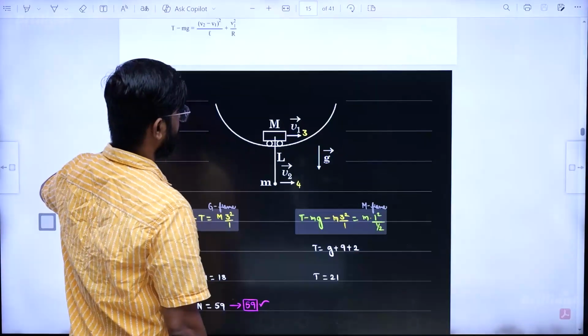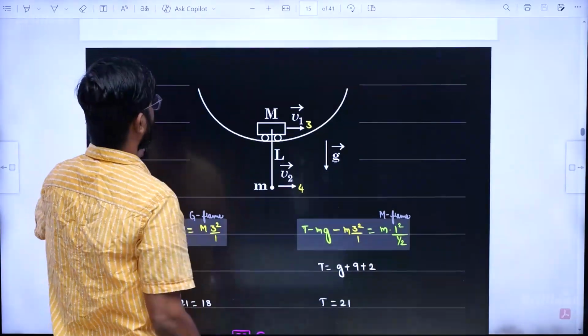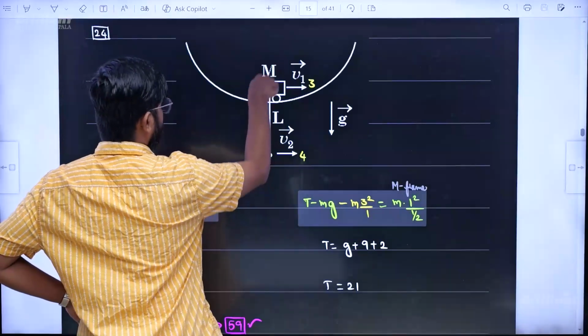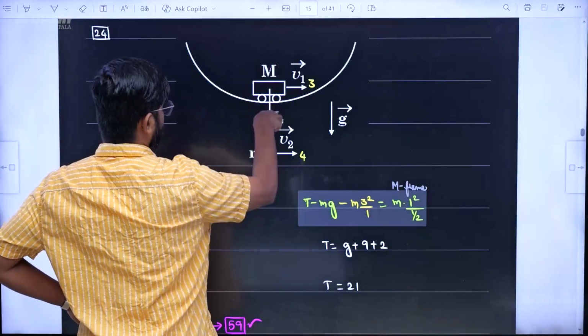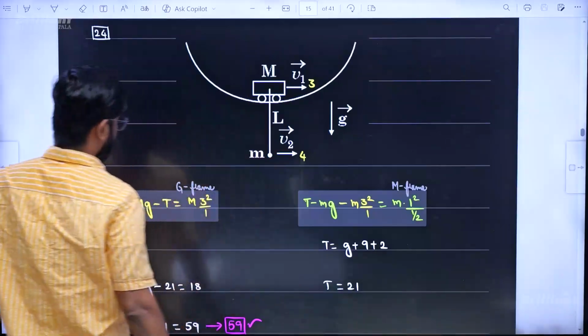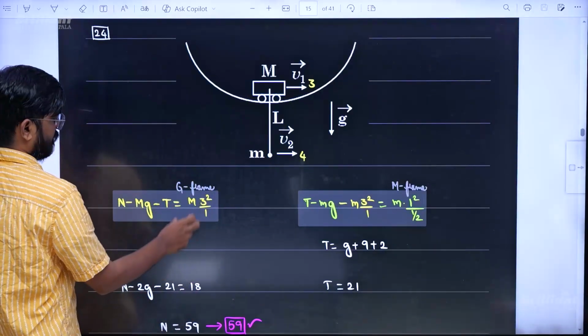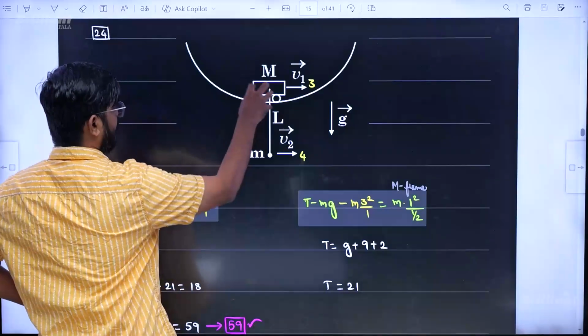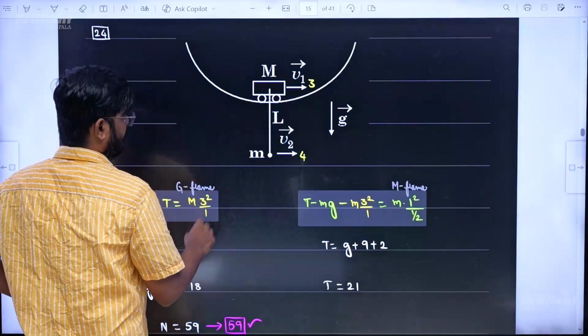Okay, so if you understand, the trolley is going to perform circular motion in ground frame with the speed 3. So if you draw the free body diagram of trolley, then there will be normal, mg and T. So normal minus mg minus T should be providing required centripetal force, mv square by r. So trolley's acceleration is this much.